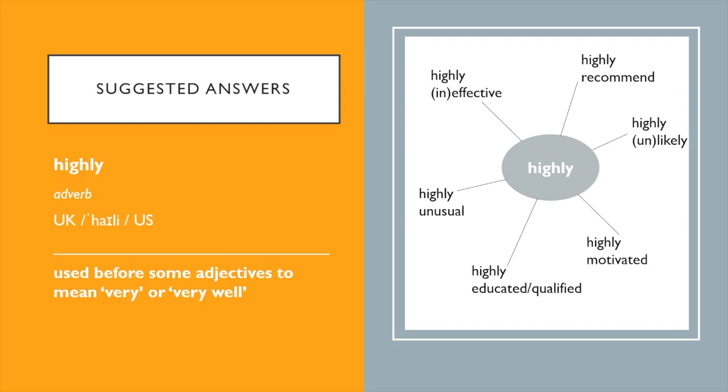There are many examples of collocations with highly in English. These are just a sample of the high frequency ones, which it might be worth remembering and trying to use. So for example, we have highly recommend, highly likely or unlikely, highly motivated, highly educated or highly qualified, highly unusual, or highly effective or ineffective. So how many of these ones did you have on your list?